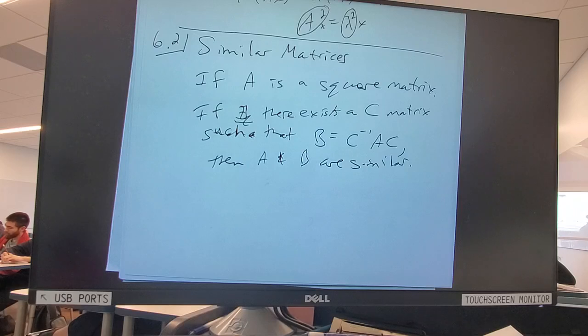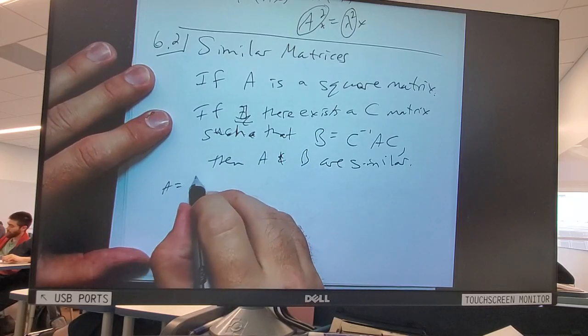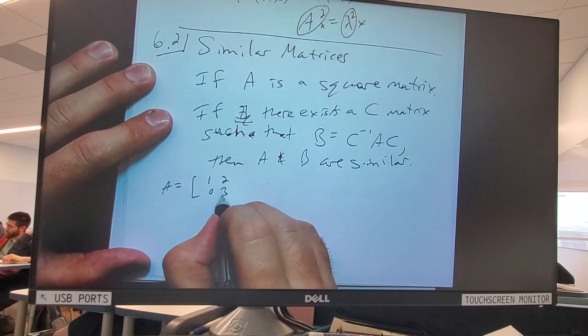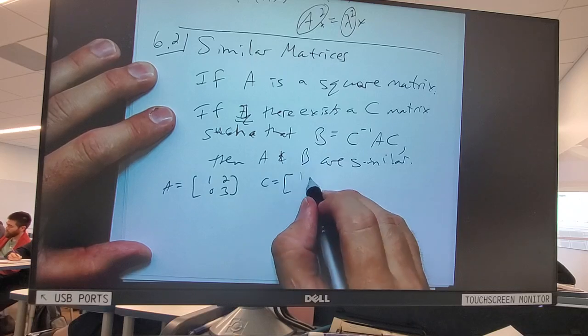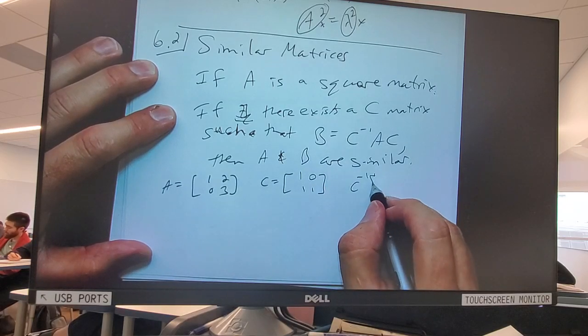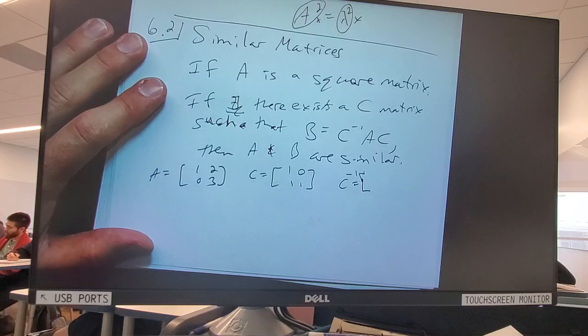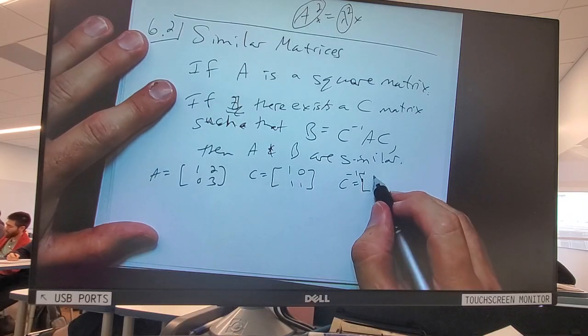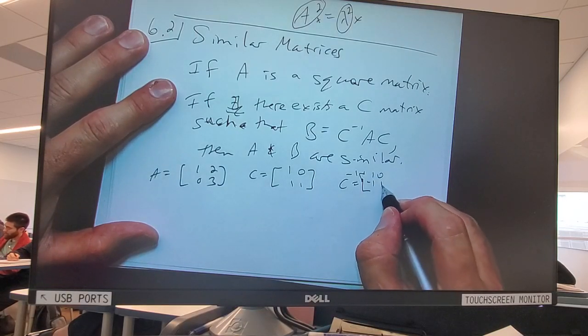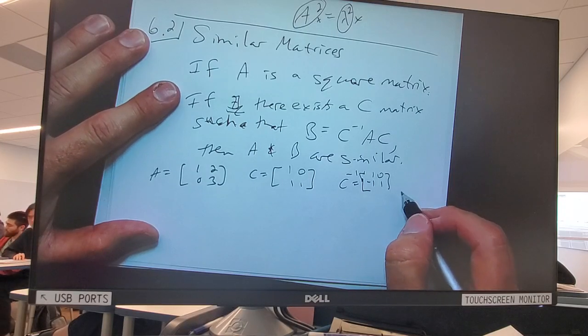This is very trippy. This is a very, very basic definition, and then we're going to make it a little more focused. Somehow I'm going to tie this into eigenvalues, but this idea just exists. So what if A is [1, 2; 0, 3], and let's say C is [1, 0; 1, 1]. Can you guys tell me very quickly what C inverse would be? 1, 0, -1, 1. Kick ass.